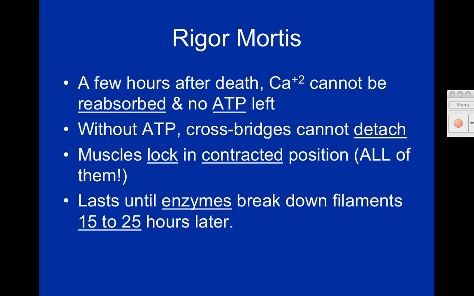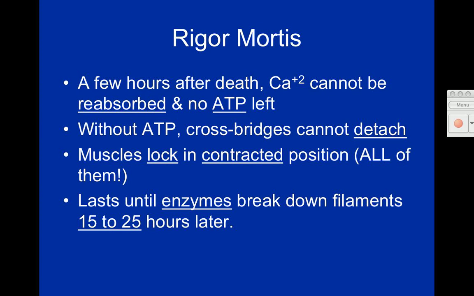Now, this lasts about 15 to 25 hours until the enzymes that are part of the decomposition process come in and break down the actin and the myosin. Until they start degrading those, the filaments will not separate. And this is what coroners and other medical examiners use to help determine time of death. They can look at the amount of contraction, they can look at the amount of filament degradation by the enzymes, and that can actually help them pinpoint the actual time of death.